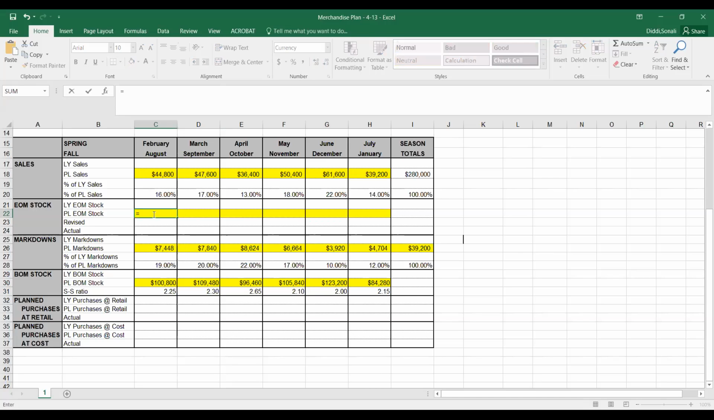Thank you, Savannah. September BOM. Because whatever I close my end of month, that's going to be the beginning of month for the next month. So you're going to go ahead and do not type in the numbers, because if something changes, it should update automatically. So do not type in 123,200 and things like that. So just do an equal to sign and go ahead and fill this.